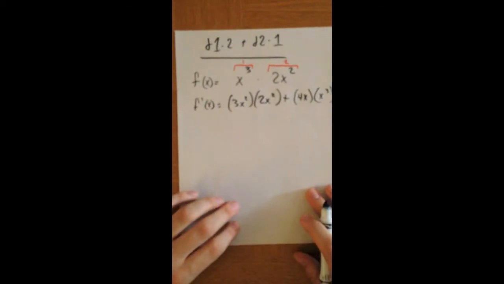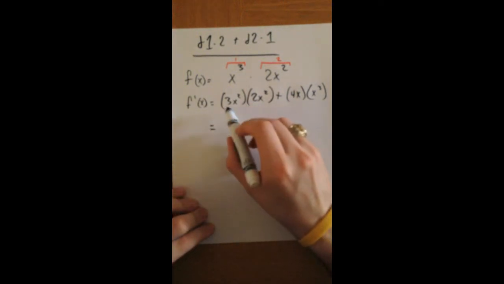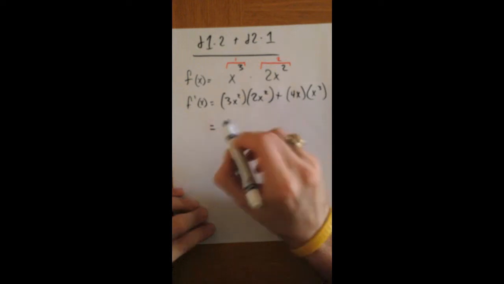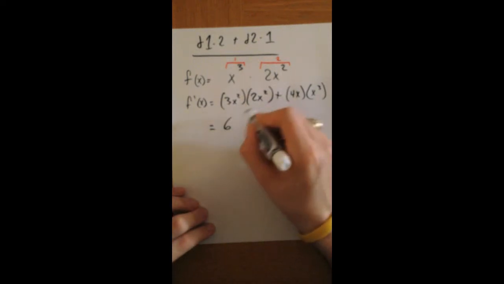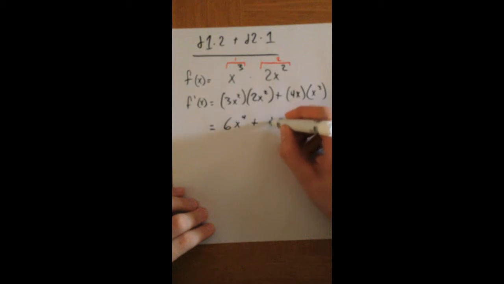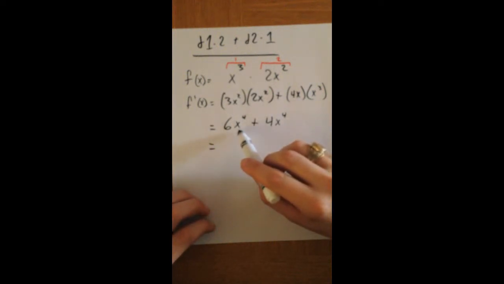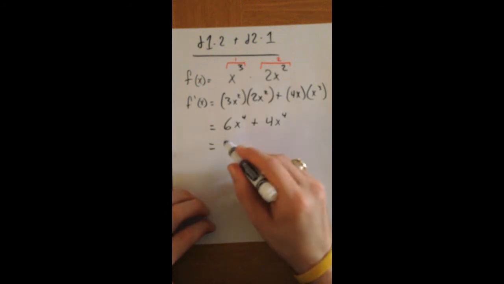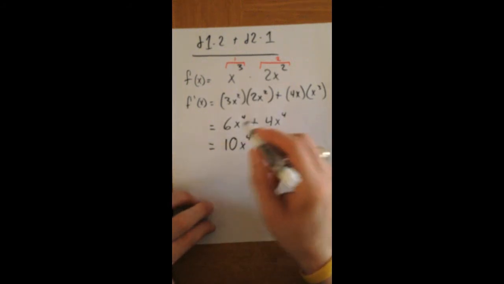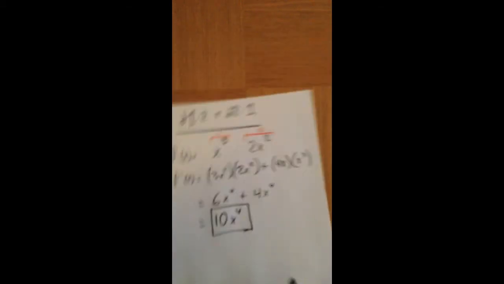Now, usually at this point it's good enough just to leave it like this, but I will simplify for you. 3x squared times 2x squared, well, 3 times 2 is 6, and x squared times x squared becomes x to the 4th. We'll go ahead and add to that 4x times x cubed, well, that becomes 4x to the 4th. And now we have two terms of the same base, x to the 4th, x to the 4th. So 6 plus 4 is 10x to the 4th. And that is the derivative of this function.